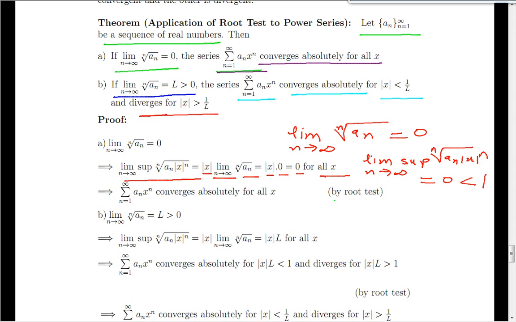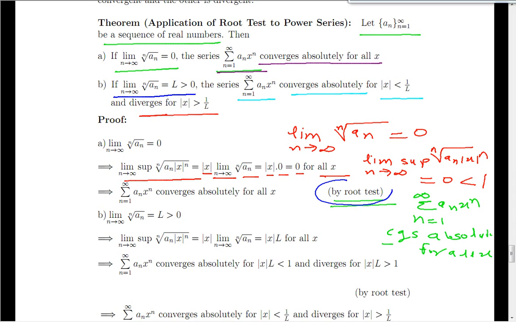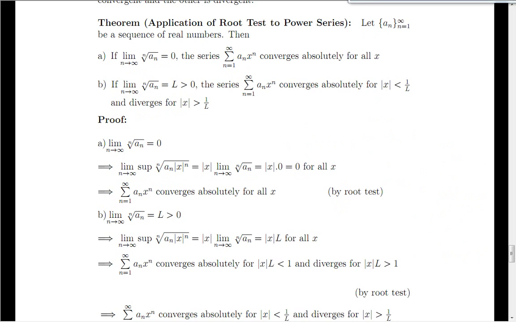So by the root test we can say that the series n equal to 1 to infinity a_n x raised to n converges absolutely for all x, because this limit is 0 for all x. So this proof simply makes use of the root test. If the limit is less than 1, then the series a_n x raised to n converges absolutely. So this was the proof of the first part. Let us see the proof of the second part.